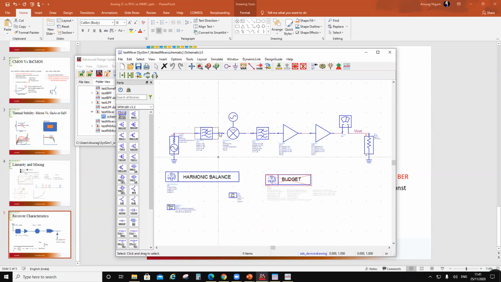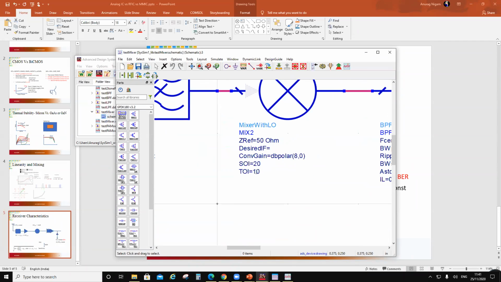Okay, let's say we are going to use the same mixer. Now let's look at this. TOI is around 10, that means it's around 0. So this is compressing around 0.